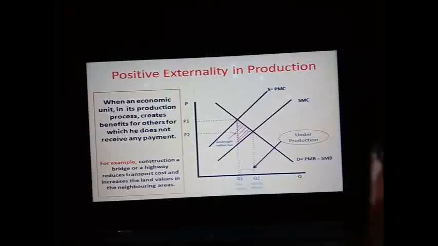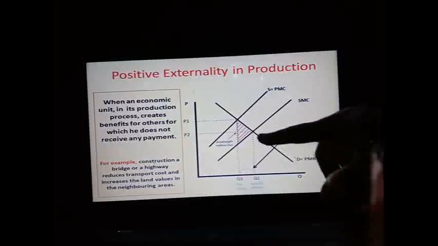An example may be the construction of a bridge or a highway, which reduces the transportation cost and increases the land values in the neighboring areas. The landowners of the neighboring areas get benefits from the construction of the bridge or highway, and their land value increases, but for that they are not making any payment to the producer. So here positive value is generated, and for that no payment is made, so it is a positive externality, and that positive externality will definitely lead to market failure.